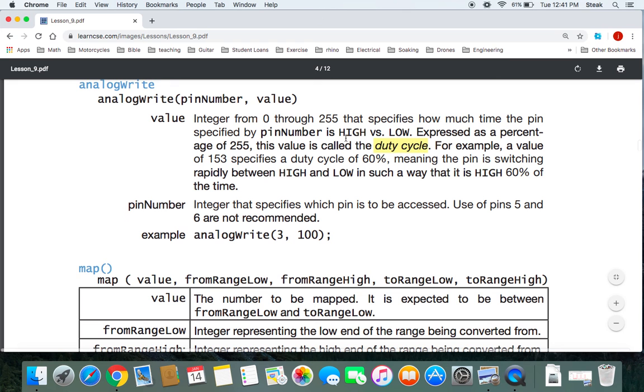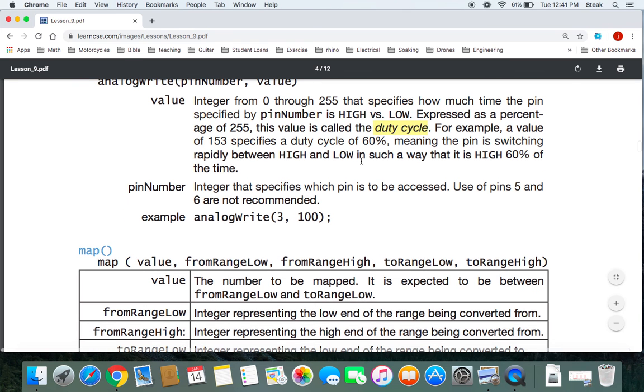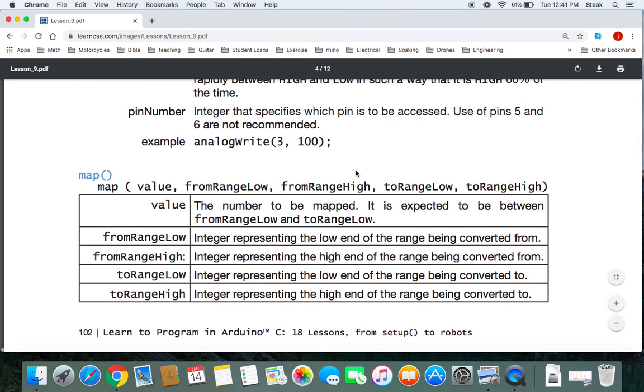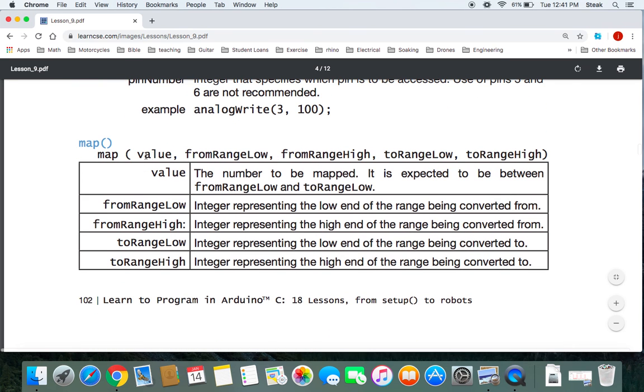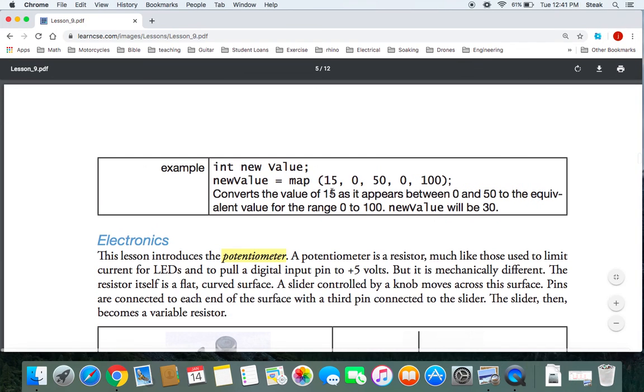This part is interesting. You don't need to know this for the quiz though, so I'm not going to talk about this part. Here's the syntax for using the map function. Basically, you just start with your value, like whatever you're using, and then you start with your initial range, and you change it to what you want it to be. So let's see if we got a good example here. Yeah. So there's our initial value, and initially it was between 0 and 50. So now we've changed it to between 0 and 100.